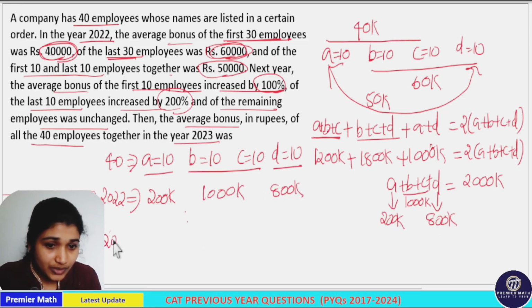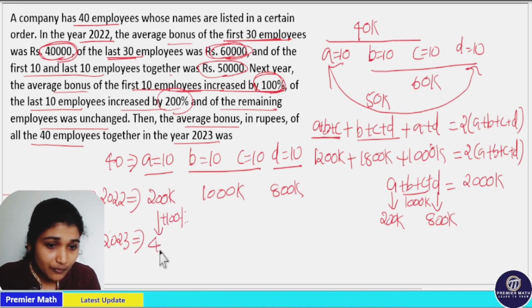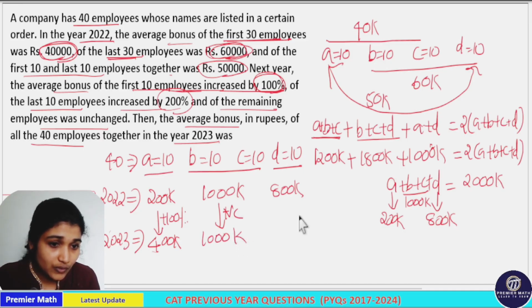In 2023, the average of the first 10 increased by 100%, which means the sum also increased by 100%, because the number of people has not changed. So 200K becomes 400K in 2023. But for the middle 20 people, there was no change. That is, in 2023 also 1000K.